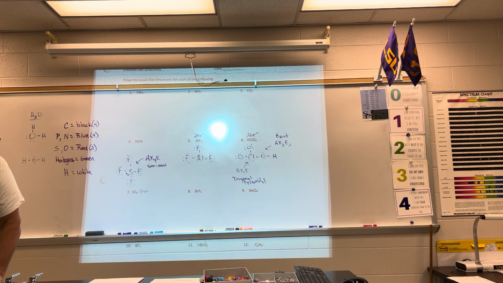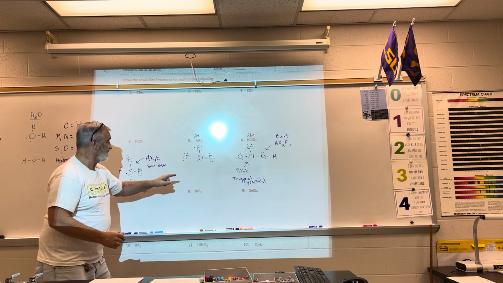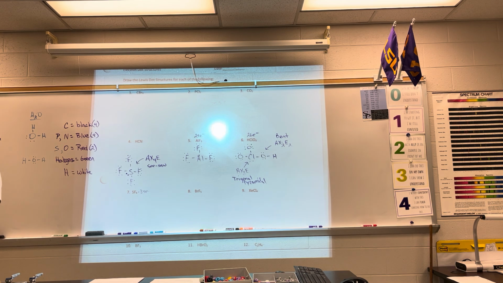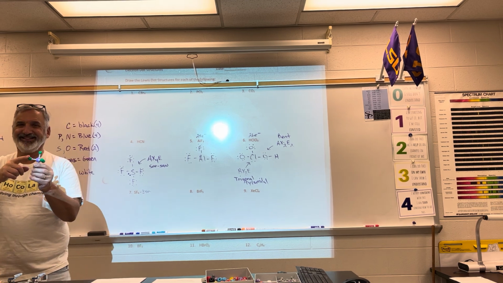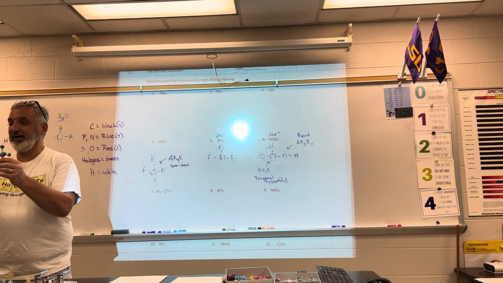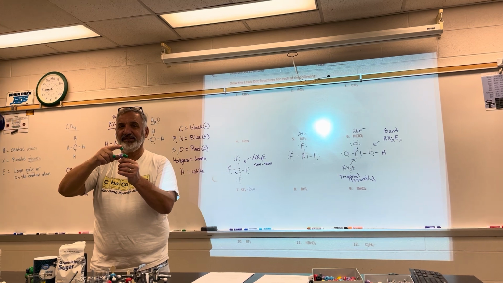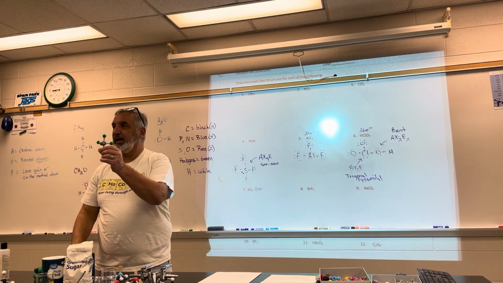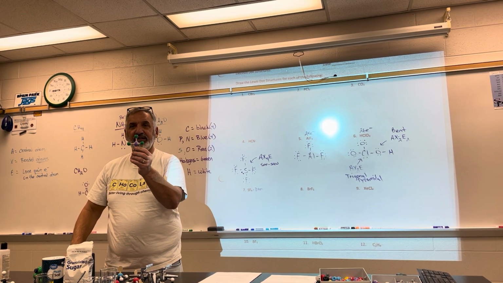Okay, now again, remember, when you have these models, and you have the AX5, you've got 5 pairs of electrons around the central atom. 1, 2, 3, 4, and the lone pair makes 5. You have 5 things around it. Where's the lone pair going to come out of this? Equatorial position or the axial position? The equatorial. Anybody remember why? Why out of the equatorial, not the axial? Nobody remembers why it comes out of the equatorial?